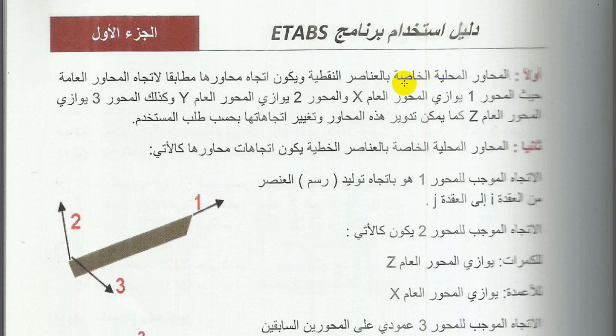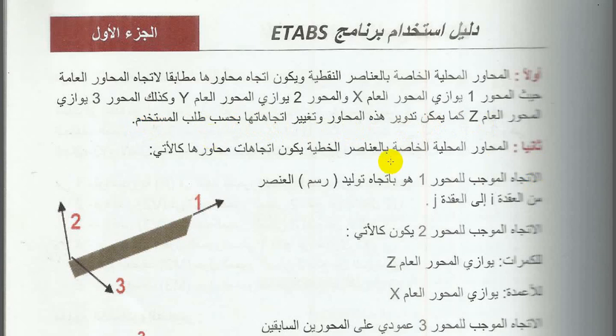First, local axes associated with dot points. The orientation of their axes will match the orientation of the general, or global, axes, where axis 1 is parallel to the global axis X, axis 2 is parallel to the global axis Y, and axis 3 is parallel to the global axis Z. You can also rotate the axes and shift their orientation according to the requirements or the user's demand.